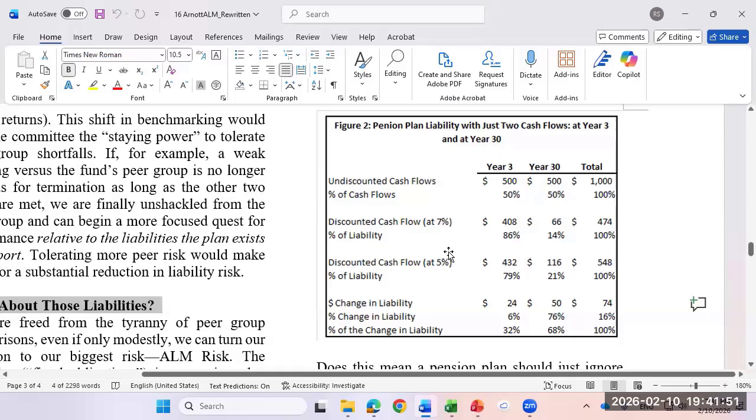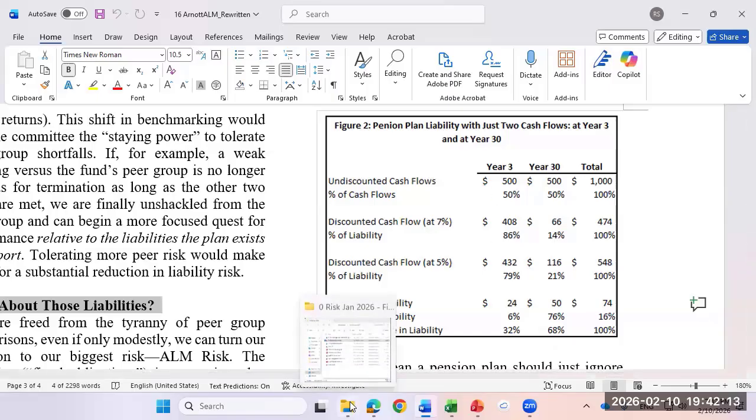But if interest rates change, the liability is going to jump quite significantly, 16%. And most of that is going to come from that out year cash flow. Very simple math. You're just taking $500, dividing it by 1.07 to the third or the 30th, and you do it at 5%.